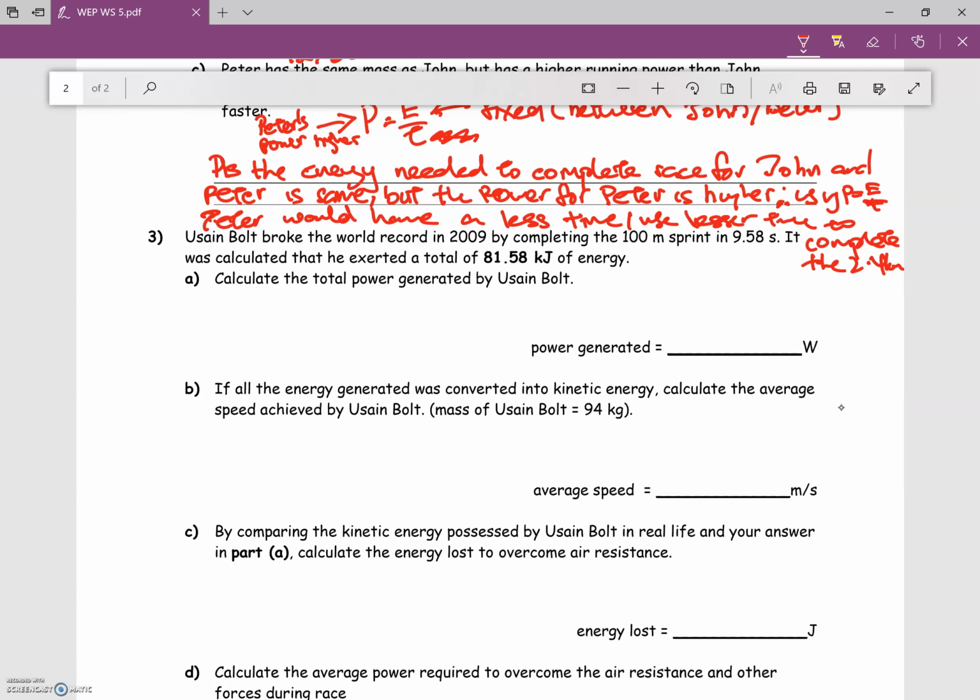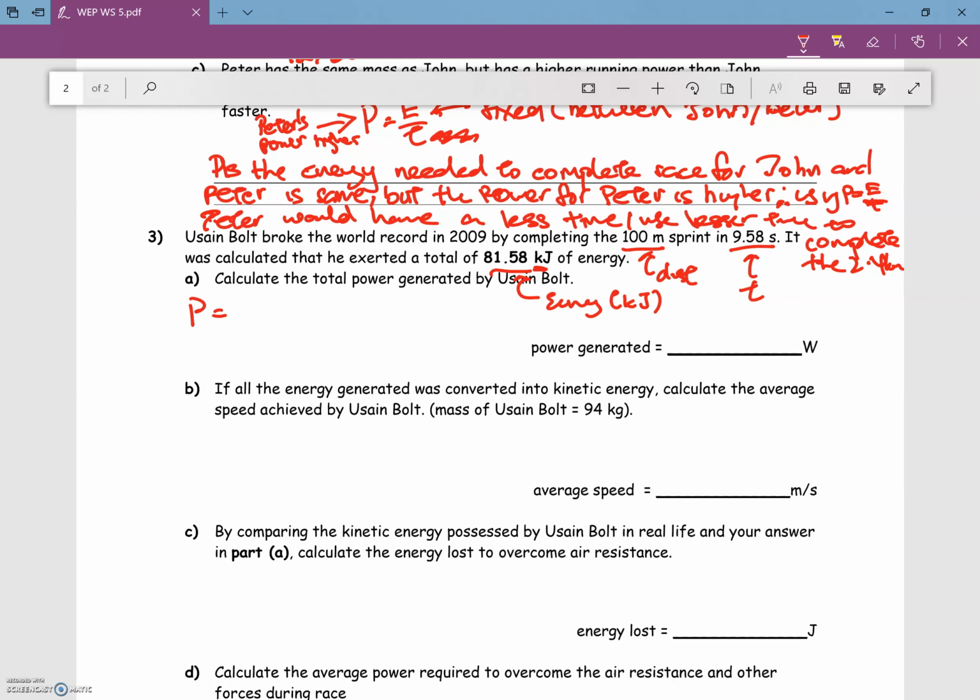Okay, now let's go on to question 3. It says Usain Bolt broke the world record in 2009 by completing the 100-meter race. So this is the distance, covered in 9.58 seconds. So this is the time. It was calculated that it generated a total of 81.58 kilojoules. So this is the amount of energy, but do take note, it is in kilojoules. Calculate the total power generated.